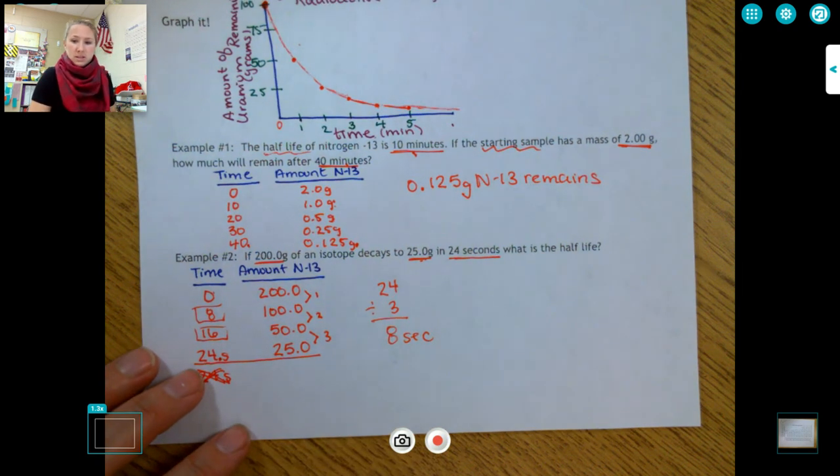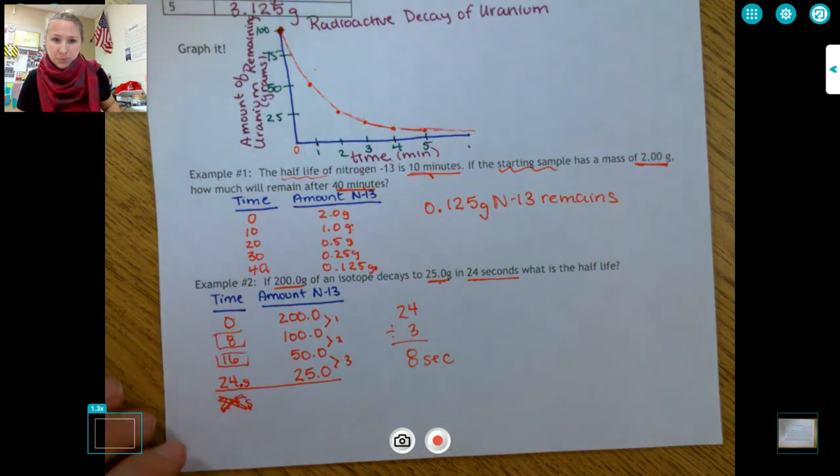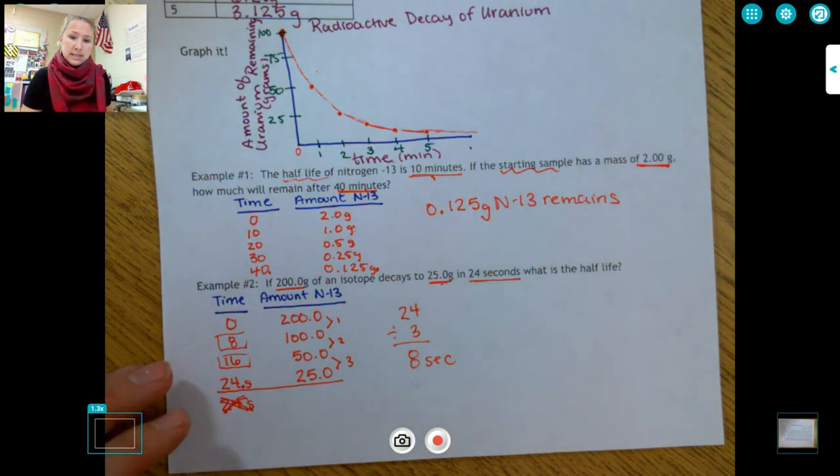We're going to do more practice with this in class tomorrow. We'll also do a lab and you will take data, you will answer some questions about it, and then you will also make your own graph.